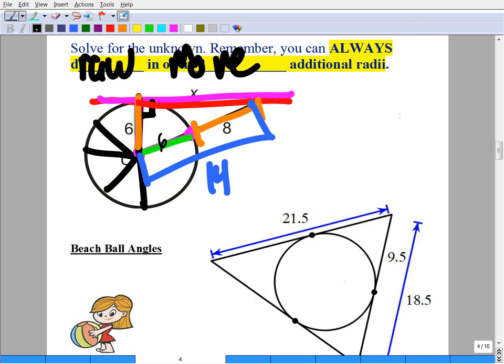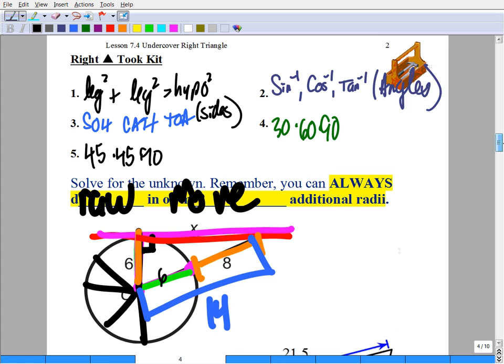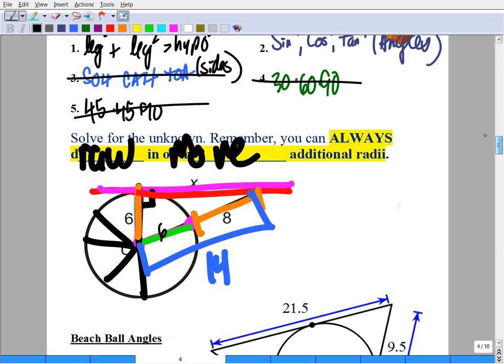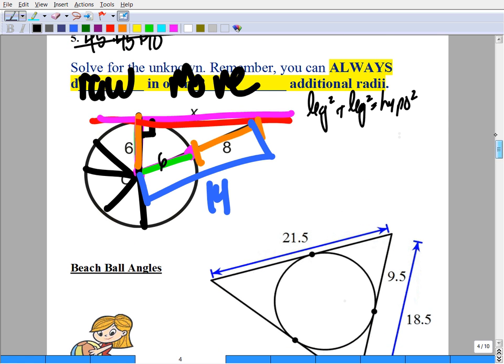Okay, ready? Now, we have to use one of these. We can't use 30, 60, 90 or 45, 45, 90. We can't use SOHCAHTOA unless there's angles there. So we are left with Pythagorean theorem. We write leg squared equals hypo squared. So plug chug.